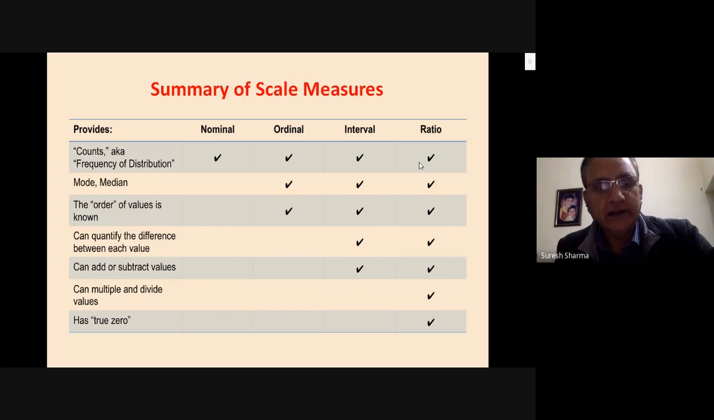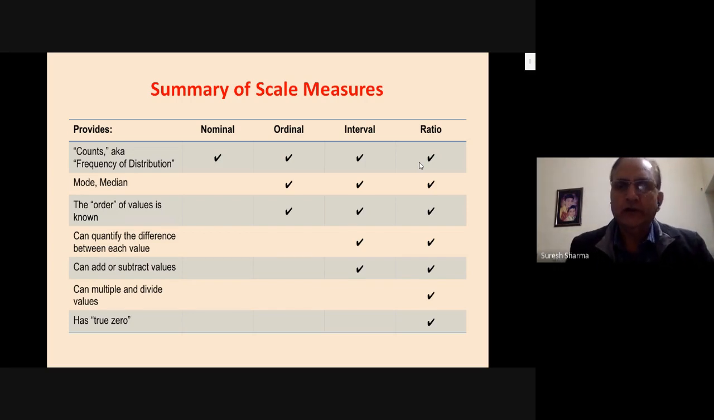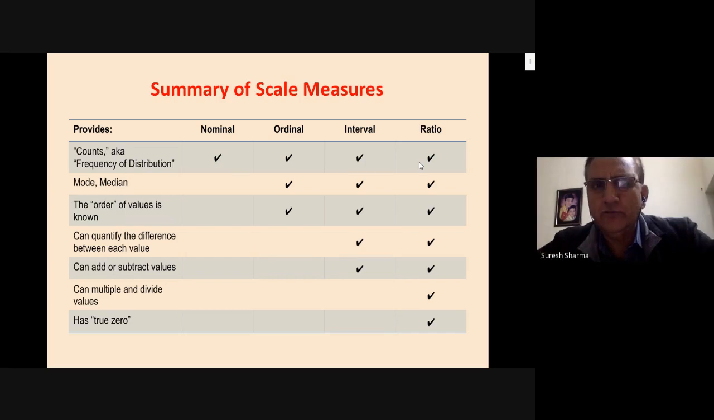you can divide your data into intervals, say 10 to 20, 20 to 30, 30 to 40, and go for counting. How many people belong to 10 to 20, how many people belong to 20 to 30, and so on. So counting is possible in all 4 scales.